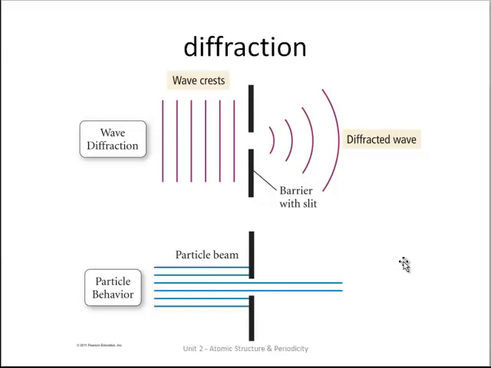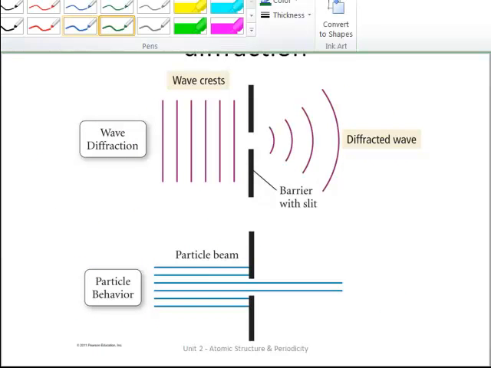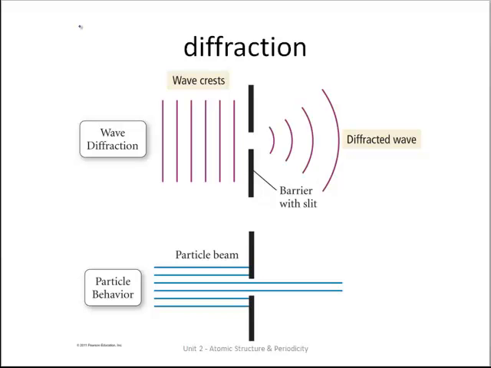Now what happens in diffraction is that as a wave passes through a barrier, which has an opening right here, pictured here, the wave will propagate through the medium, or what we call diffract, to expand into the medium. Okay, particles do not do this, of course.